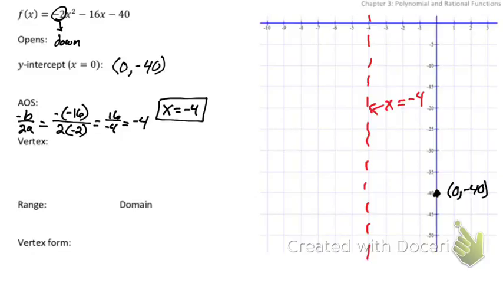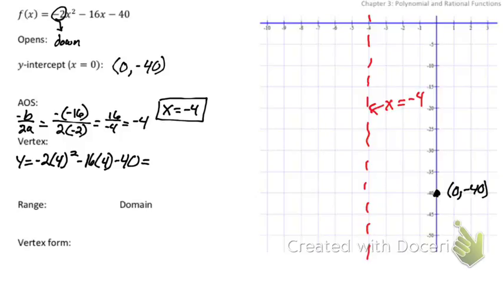Now to get my vertex, it has an x value of negative 4. So I'm just going to plug that negative 4 into my equation to get my y value out. So my vertex is going to be negative 4 comma some value. So we're going to have y equals, and we're going to plug that negative 4 in for our x value. So that's negative 2 times negative 4 squared minus 16 times negative 4 minus 40.